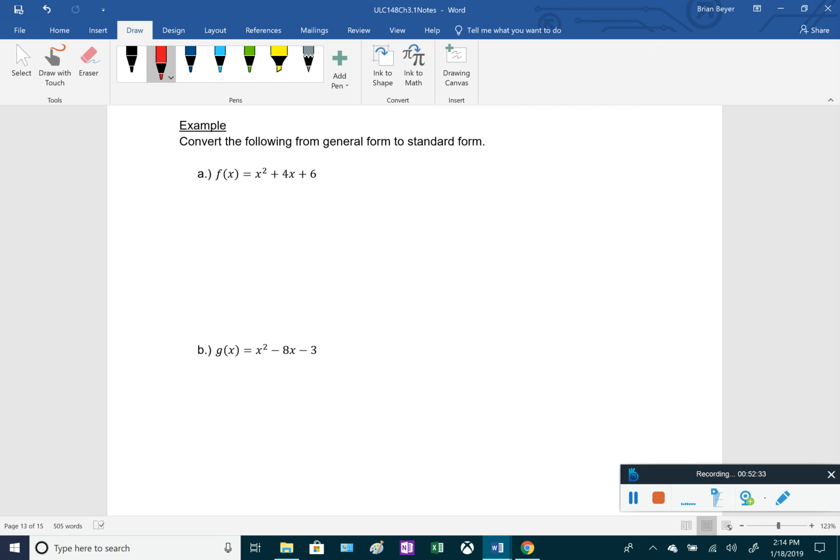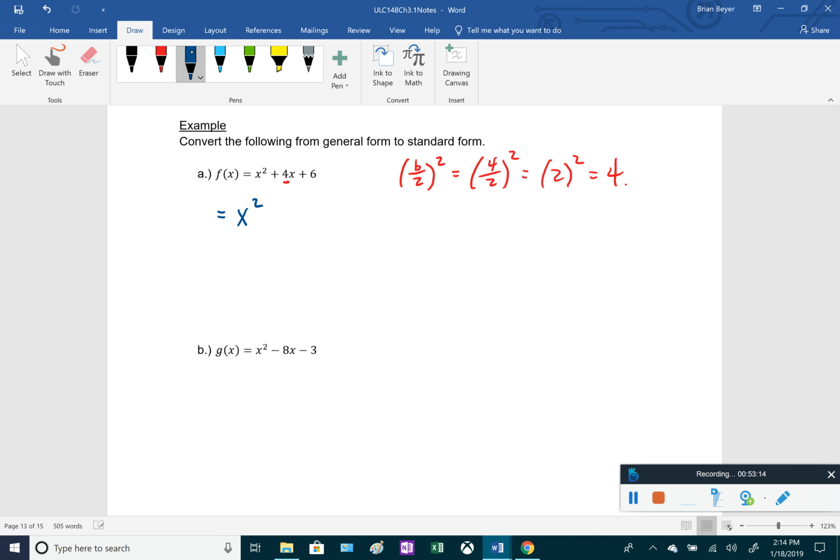So let's convert the following from general form to standard form. So we have f of x is x squared plus 4x plus 6. So we need to write this in standard form. So remember that (b over 2) squared, that's very important. Our b is 4. It's the x coefficient. So that's going to be (4 over 2) squared, which is 2 squared, which is 4. So what we're going to do is add and subtract that 4 value to this function.